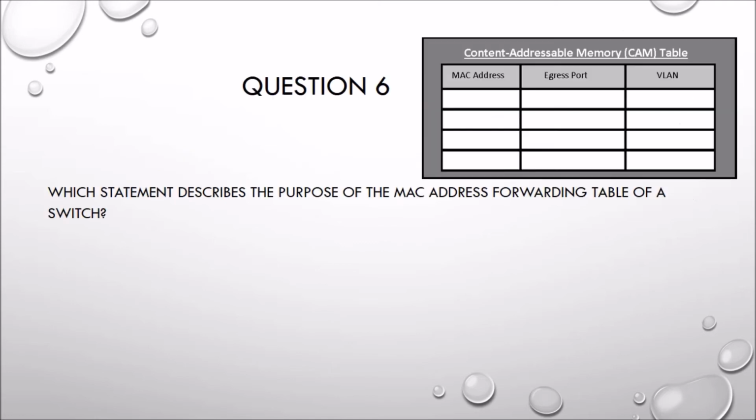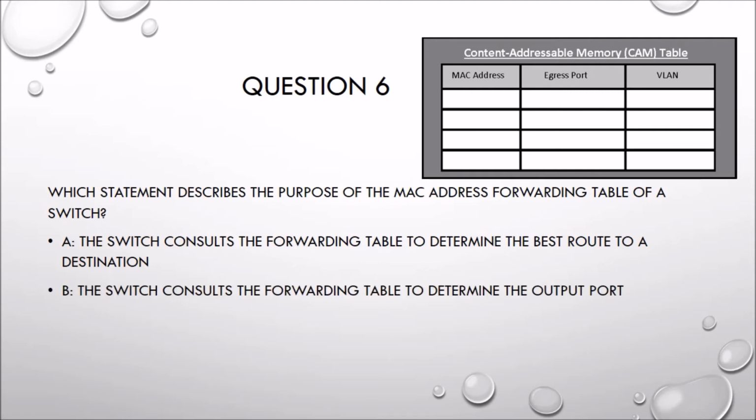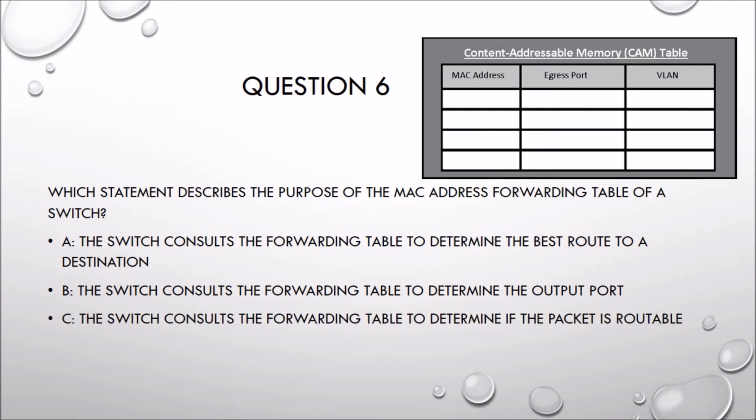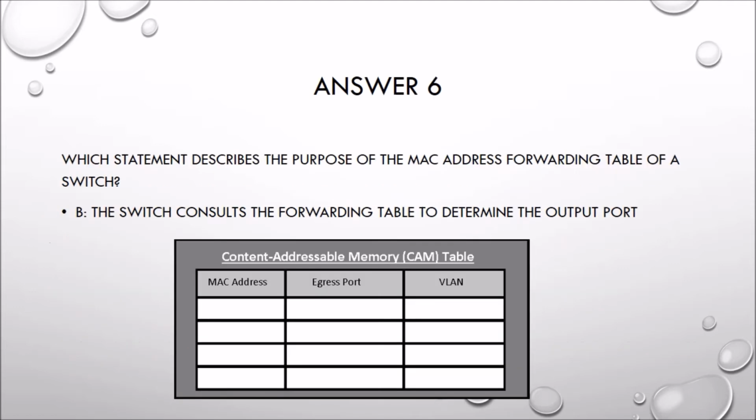A switch will flood a packet out of all ports if the destination MAC address is unknown. Question 6. Which of the following statements describes the purpose of the MAC address forwarding table of a switch? Is it A, does the switch consult this table to determine the best route to a destination? B, does the switch consult this table to determine the output port? C, does the switch consult this table to determine if the packet is routable? Or D, does the switch consult this table in order to determine if access control permits the packet? The answer is B. The switch consults the CAM table or the MAC address table in order to determine the output port for the packet.